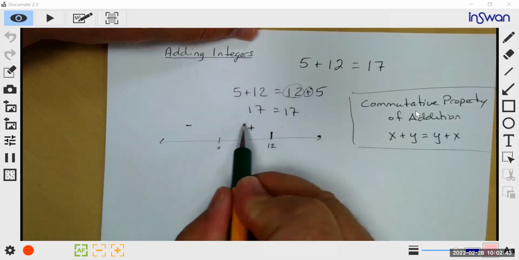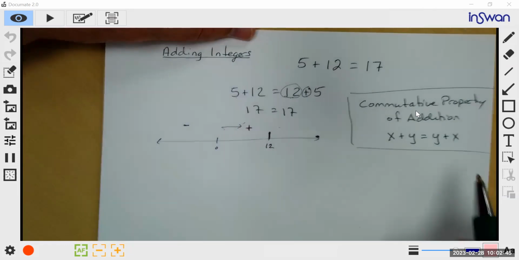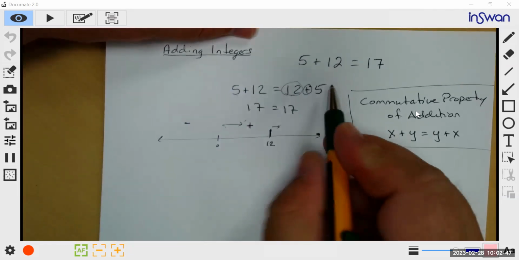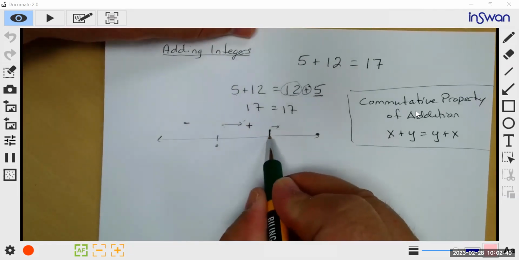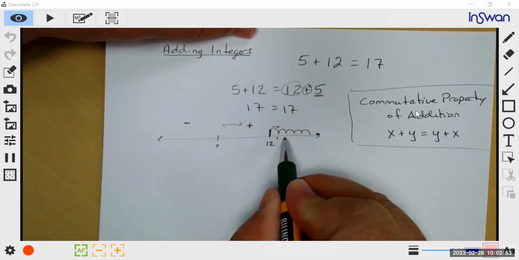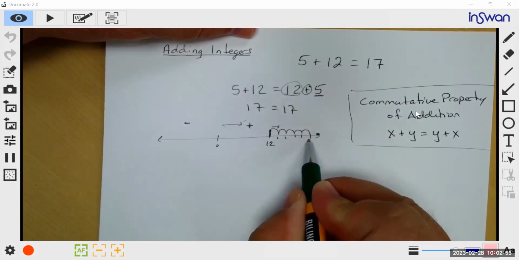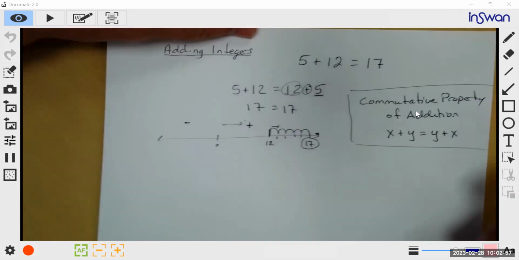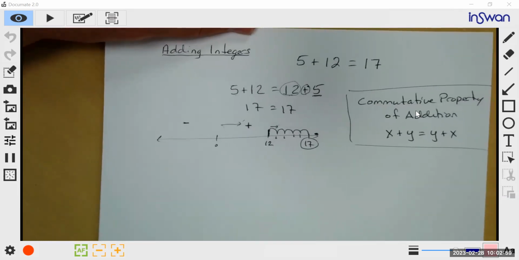We go to the right because that's the positive direction. So we go to the right. How many spaces? 5. 1, 2, 3, 4, 5. So it's 13, 14, 15, 16, 17. That's how you'd prove it. That's the way you first learned it in elementary school.